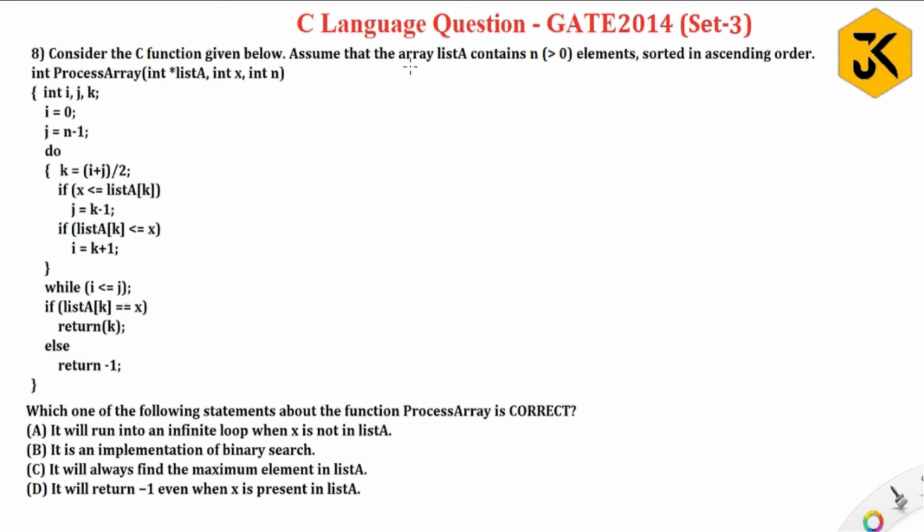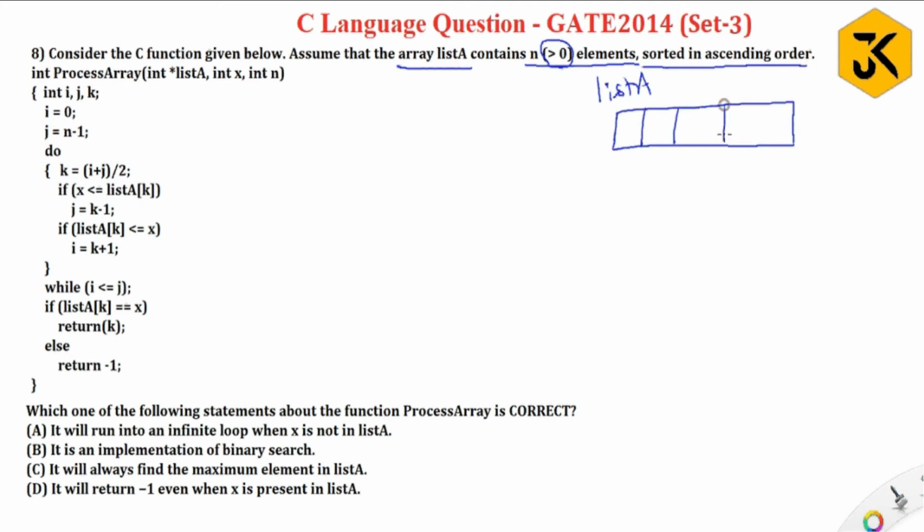Assume that array list A, they have given one array named list A, and it contains n elements, probably greater than 0, which means it contains a minimum of one element, sorted in ascending order. They're saying that whatever elements are there in the array, those are all in sorted order.